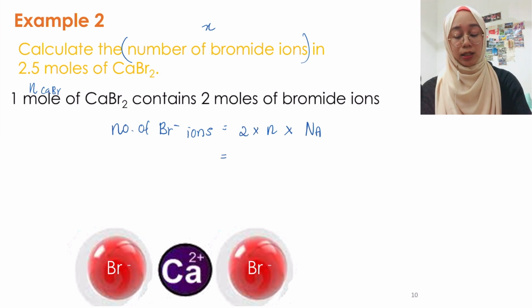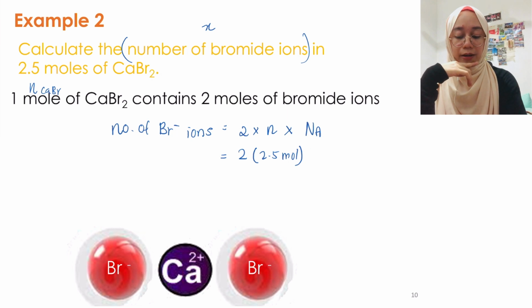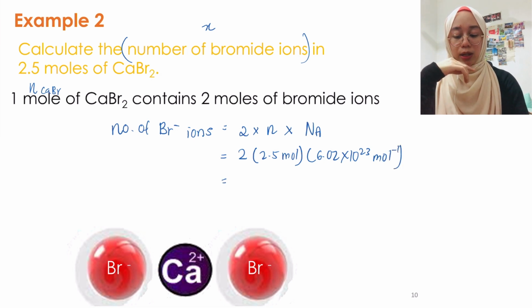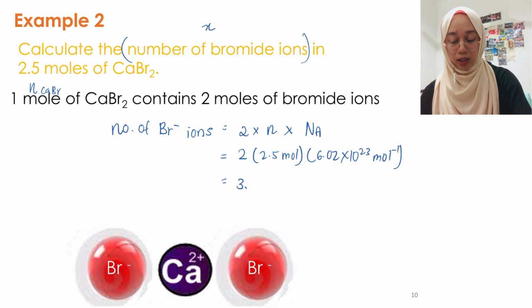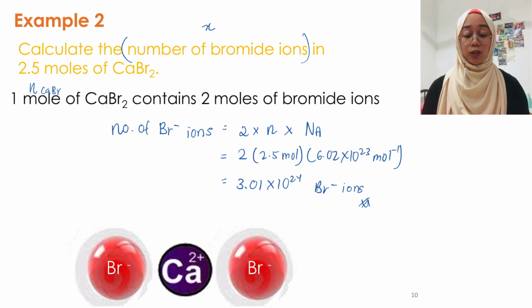Now we just need to insert the values. The moles we have is 2.5 mole, multiplied by the Avogadro number 6.02 exponent 23 per mole. So our moles will disappear, which means this becomes 5 times 6.02 exponent 23. What you will get here is 3.01 exponent 24 bromide ions. So this is how you do it.